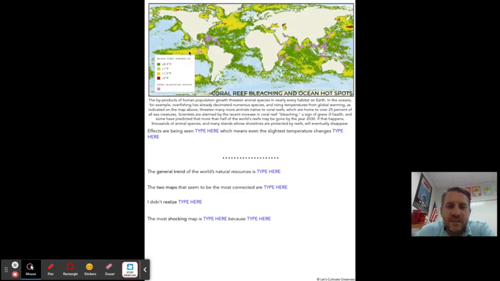And the last one is coral bleaching. You can see this purple is bad, and it's right along the equator here where all the hottest temperatures are. Just read some background information and answer the questions, okay? So that's all you're doing.